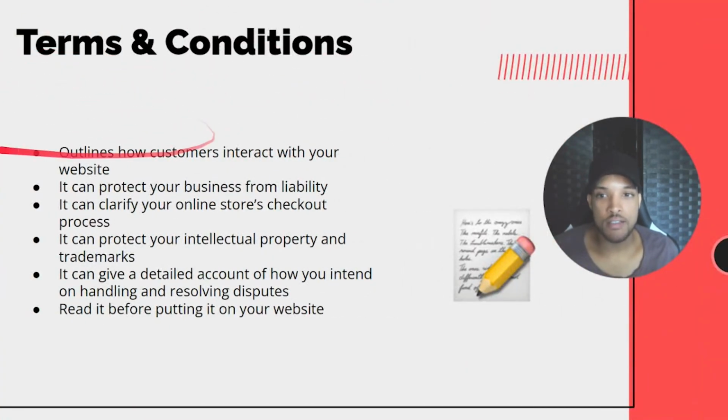Cool. Now into the terms and conditions here. This outlines how people interact, and this can protect you from liability. It can clarify your store's checkout process. You want to read this because a lot of people just make the Shopify template and use that, and you can get away with that. But you want to be very sure that your IP or intellectual property and trademarks are protected as you start to grow, and how you handle and resolve disputes. Read this before putting it on your website. Simply, just do it. Even if you're not getting disapproved for it, look at the terms and conditions and edit it if you need to.